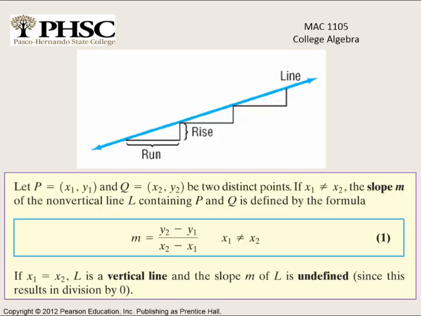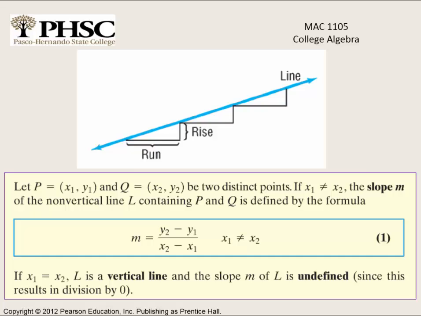So the first thing we're going to talk about is slope. Here we have a line, and let P and Q be two distinct points. The coordinates for P are x1 and y1, and the coordinates for Q are x2 and y2. As long as x1 does not equal x2, the slope of this non-vertical line L containing the two points P and Q is defined by the formula m equals y2 minus y1 divided by x2 minus x1. Again, as long as x1 does not equal x2.